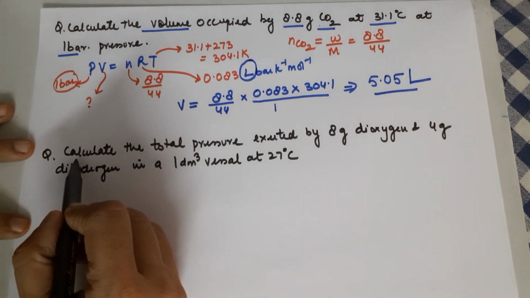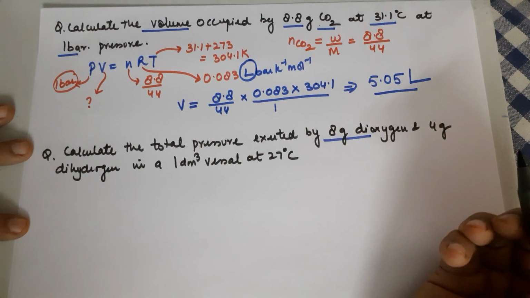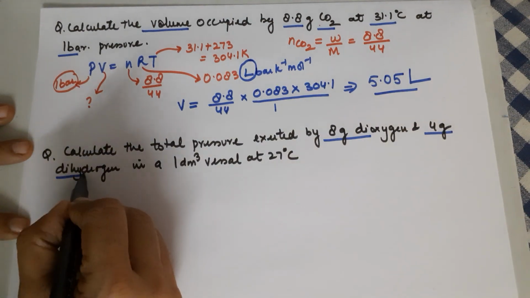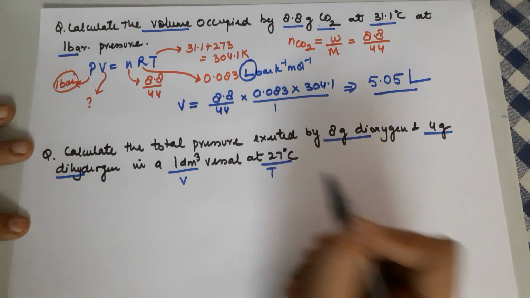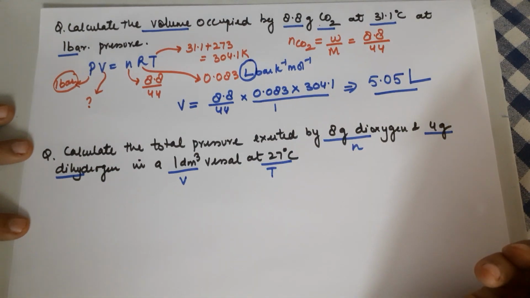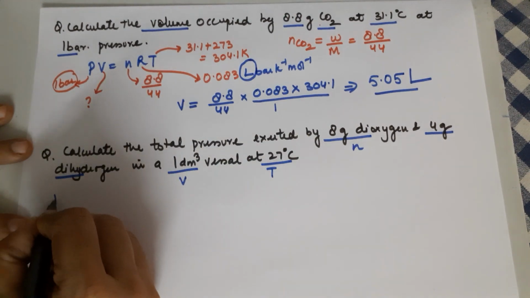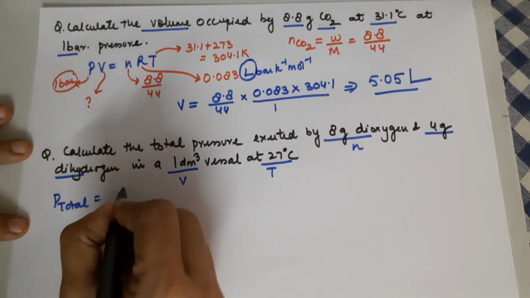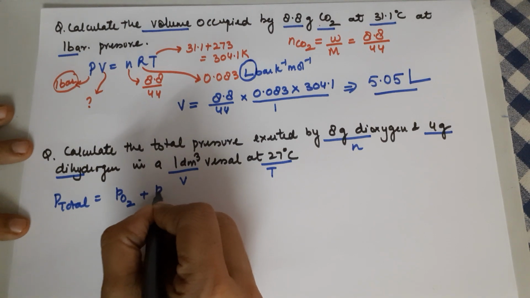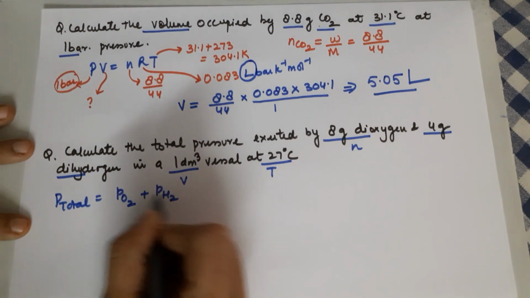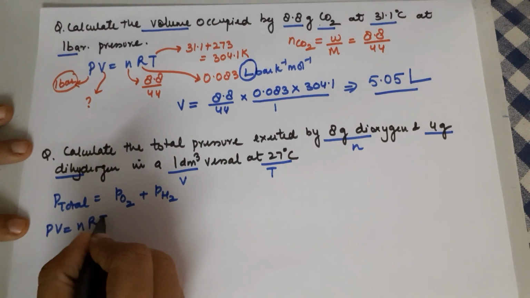Coming to the next question, calculate the total pressure exerted by 8 grams of dioxygen and 4 grams of dihydrogen. The volume is given, the temperature is given, and the number of moles can be calculated, which means you will be calculating the pressure. Now the pressure total is equal to pressure of oxygen plus the pressure of hydrogen. Now, assuming that these are ideal gases, we would say PV is equal to nRT.